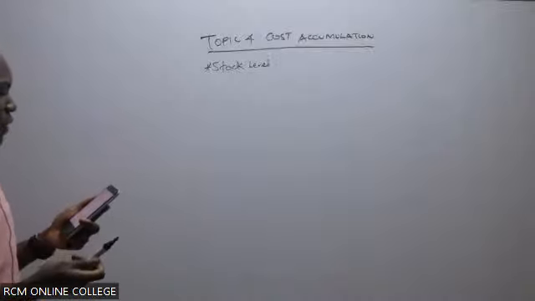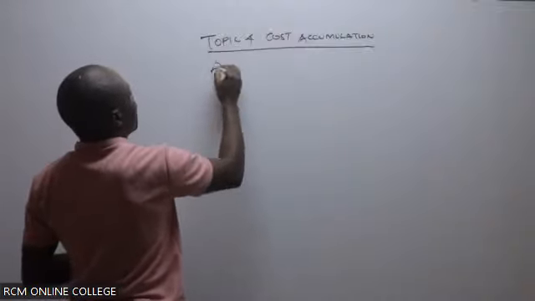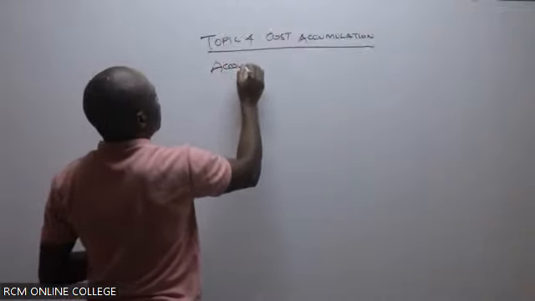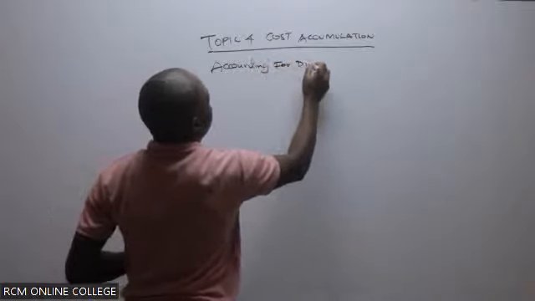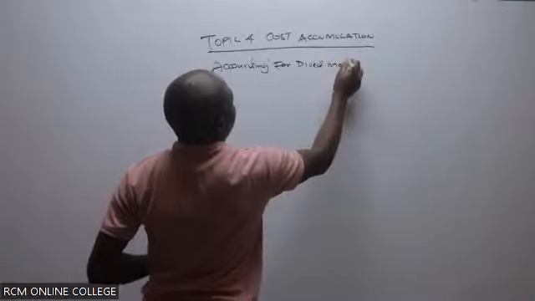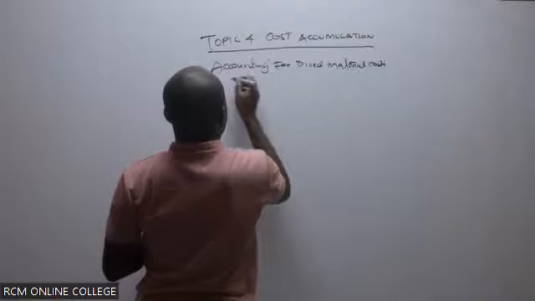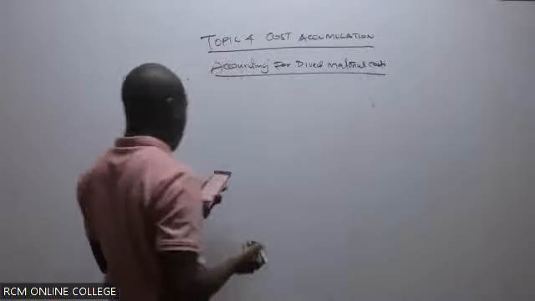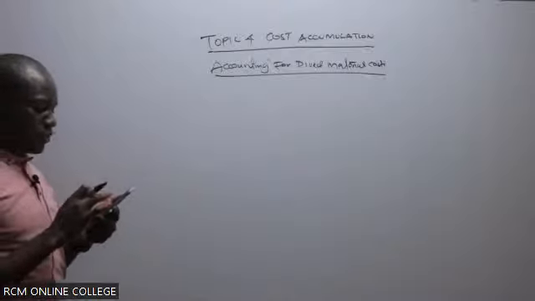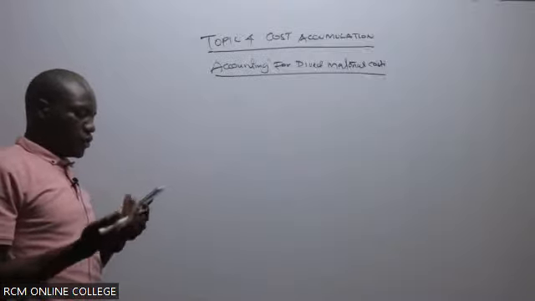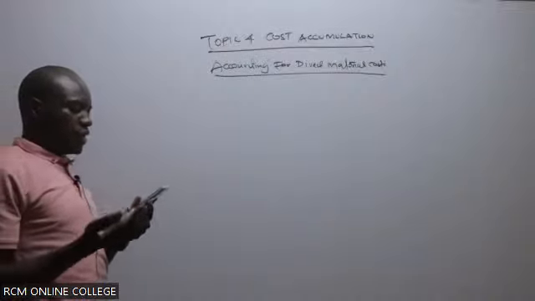So the first thing that we have there is accounting for direct material cost. So under that, when you're going to account for direct material cost, you can see introduction to material costing. So all of that is basically story.